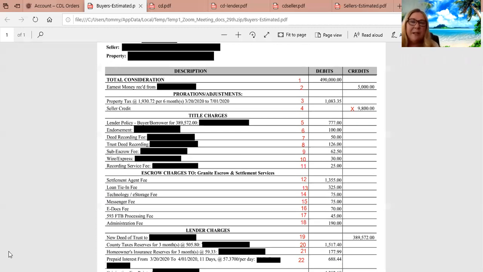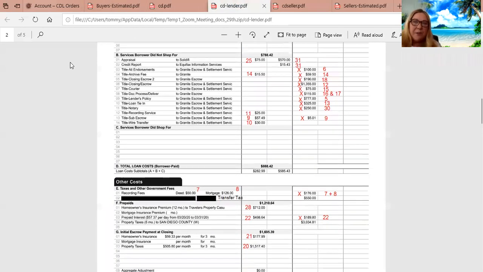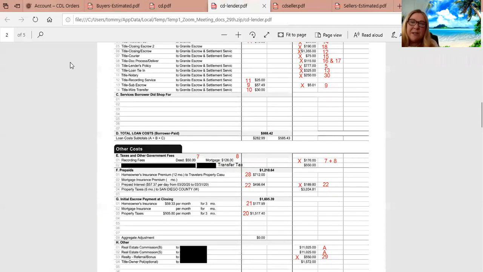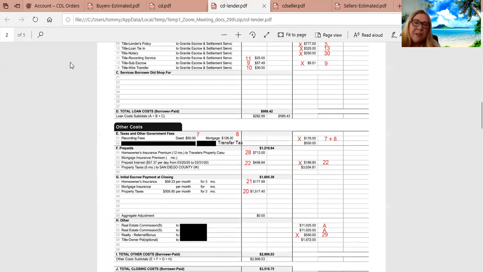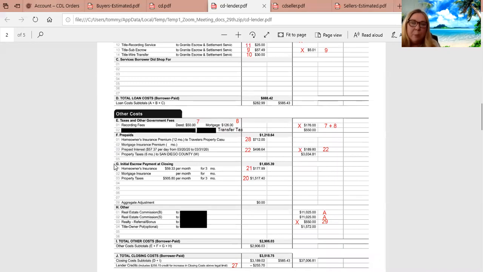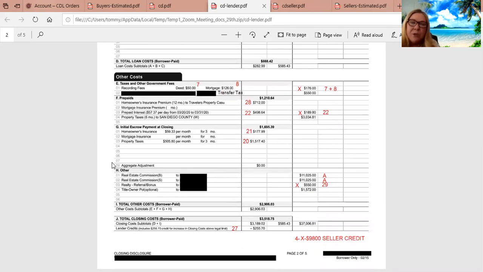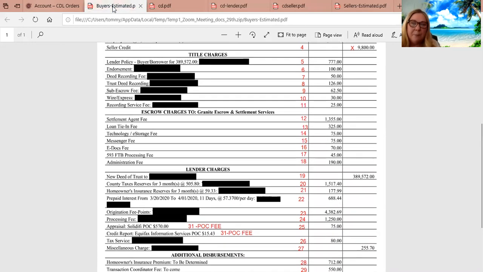Let's go back to the CD again. Okay, so now this was a CD that I wanted to show you where everything comes out the same. They've got insurance in here, the interest, prepaid interest, taxes, of course, are paid by the seller. The proration or the impounds, that's G. That's what the escrow payment is also called, the impound account or the escrow account. That's for insurance, mortgage insurance, and property taxes. Let me show you where those particular fees are on my buyer's estimate. So you can see that they're all there and they're the same.